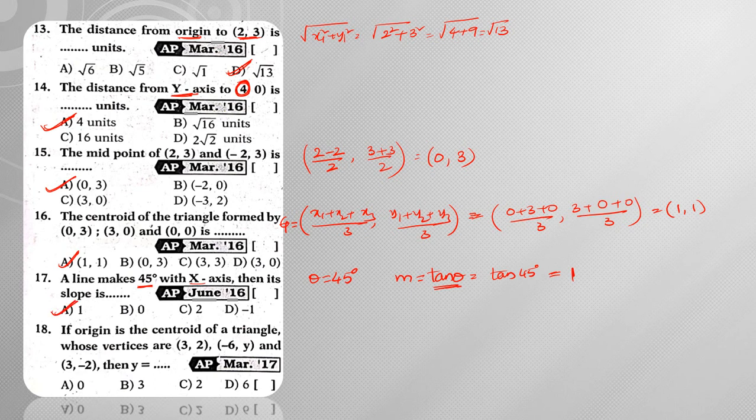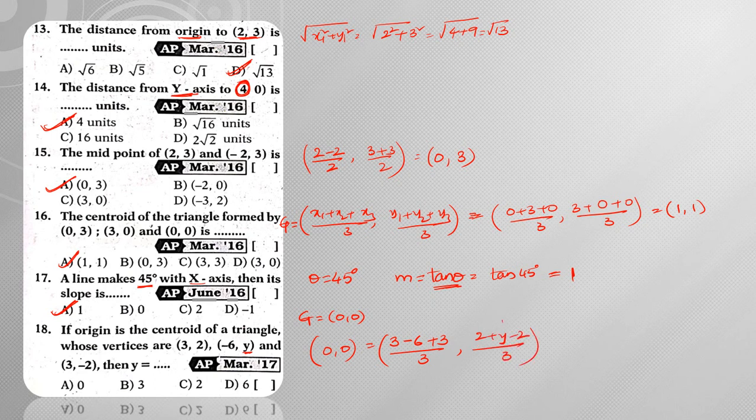Next, if origin is the centroid. So what is he telling you? Centroid is nothing but origin. Then what is the value of y if these three are the vertices of the given triangle? Now based on this, I can say (0, 0) is equal to the average of x coordinates, that is (3 minus 6 plus 3) divided by 3, comma (2 plus y minus 2) by 3.